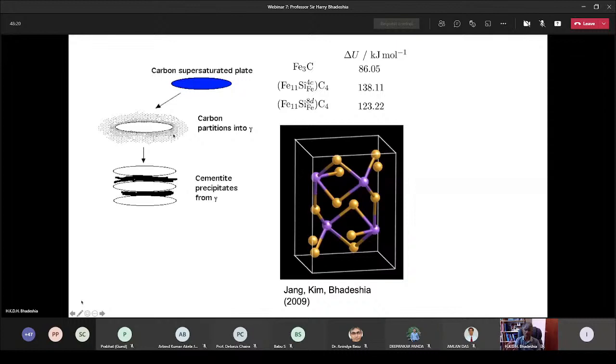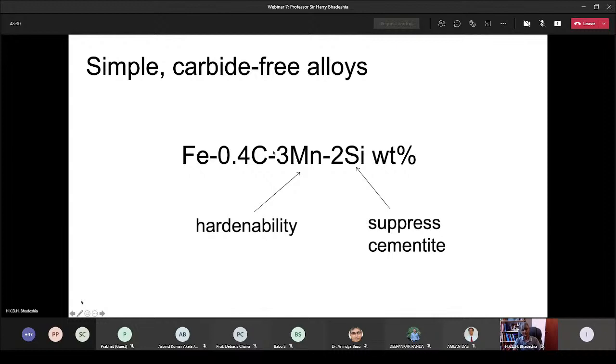So let's make a steel, all right, without doing any calculations. Iron, 0.4 carbon, add some manganese for hardenability because I want to avoid the formation of high-temperature transformation products, and add silicon to suppress cementite. There's nothing complicated about this steel.